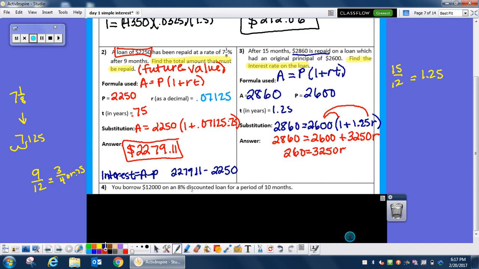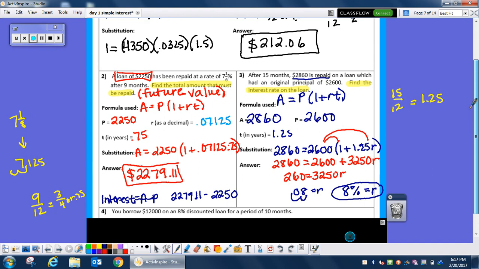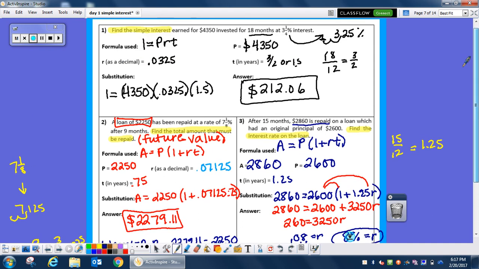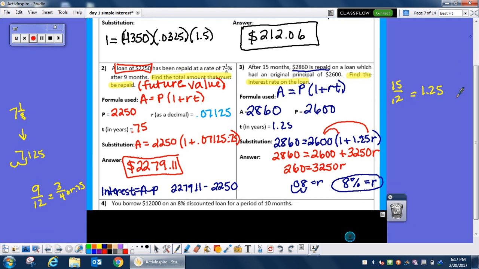Now you're going to get a decimal. So you should be getting 0.08 equals r. We have to put that back into a percent, so we have to go 1, 2 in the other direction, and we get 8%. Okay? So you've seen 3 different types of questions. You've seen the simple interest, calculating simple interest, calculating future value, and calculating the interest rate. So I would say, as of now, number 3 was probably the most difficult.